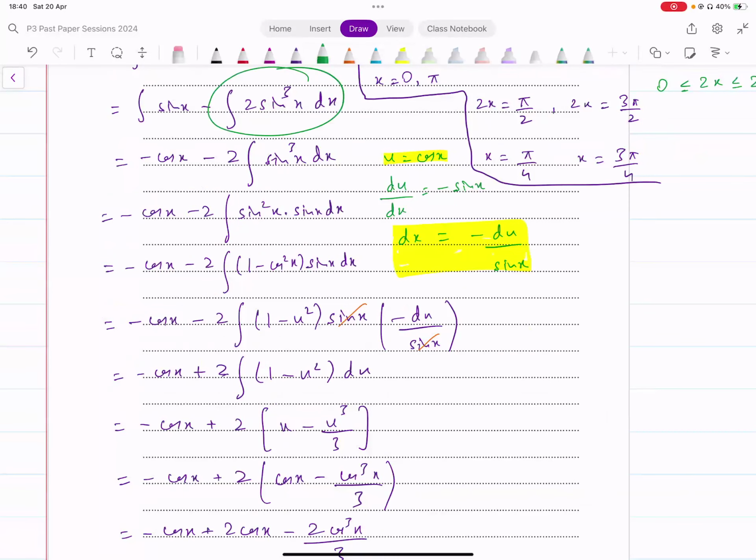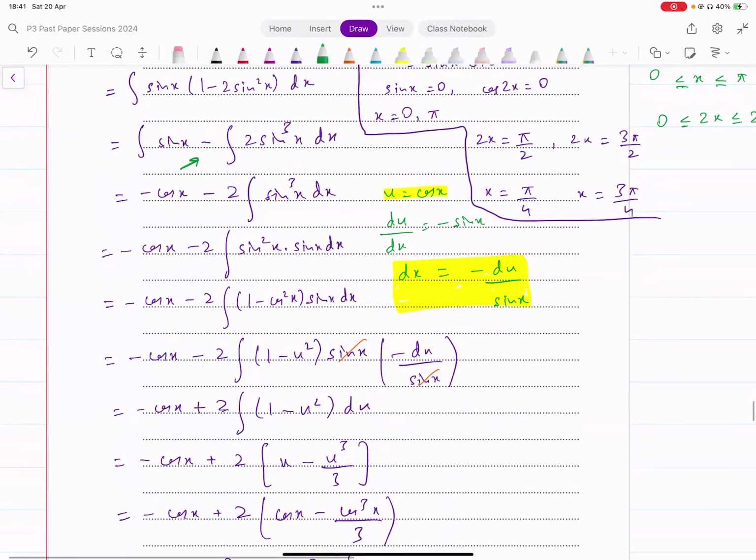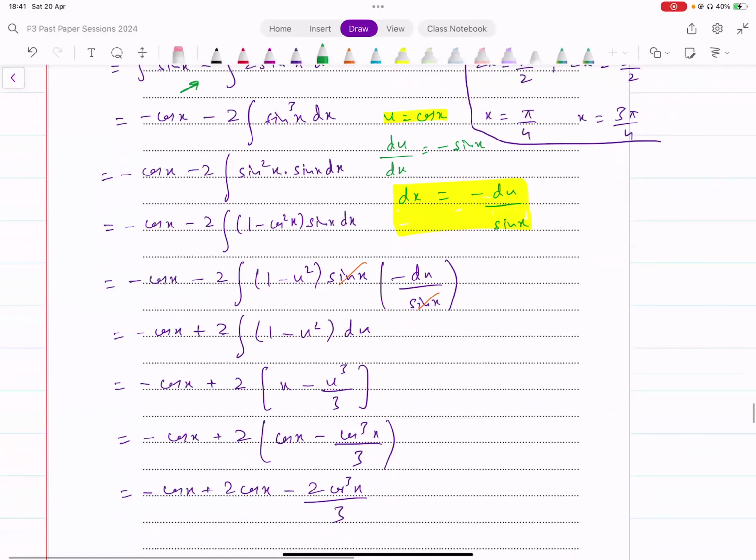So this is something that you need to learn how to do, the integration of odd powers of sine. So generally, for integration of sine cube, we use the substitution u equals cos x. For integration of cos cube, we use the substitution u equals sine x. In this case of sine cube, we use the substitution u equals cos of x, du over dx equals minus sine x. You make dx the subject, and that gives you minus du over sine x. You put that substitution here.